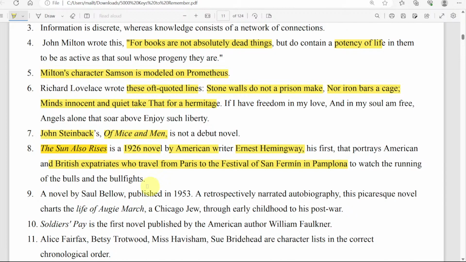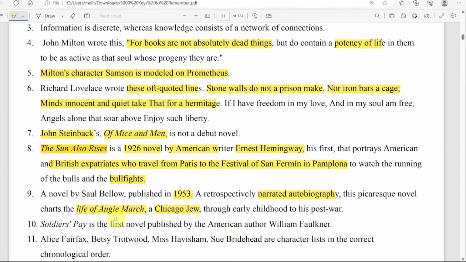Just in short, The Sun Also Rises mentioned bullfights. And a novel by Saul Bellow, published in 1953, a retrospectively narrated autobiography. This picaresque novel charts the life of Augie March, a Chicago Jew. So that question was also asked once: a Chicago Jew, life of Augie March. And again, related to that, there was one more question: in which novel was it said, "I am a Chicago man"? So it was the same, by Saul Bellow.